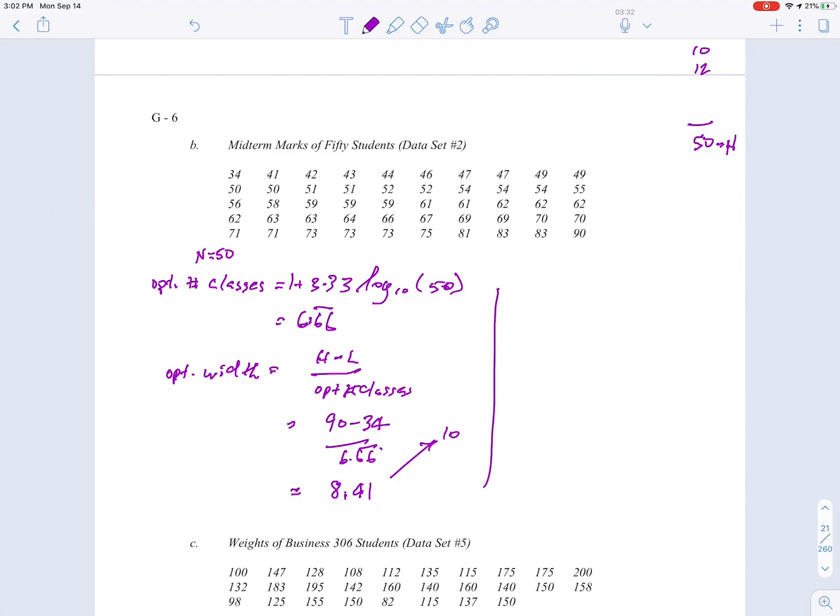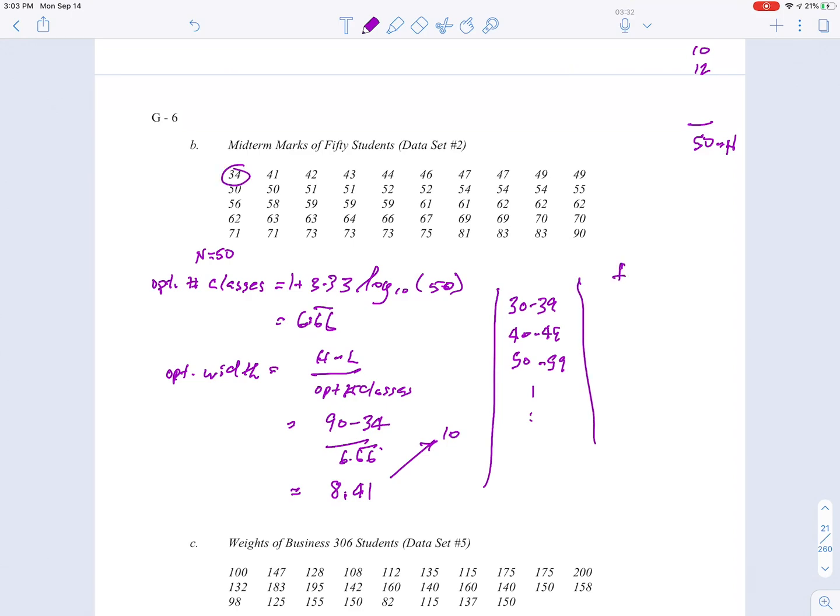classes of 10 apiece. I would look at this and say the first number is 30, so I'm going to go 30 to 39, and then 40 to 49, and so on like that, 50 to 59, and all the way down. So there's my class. My frequencies is where I just count them.